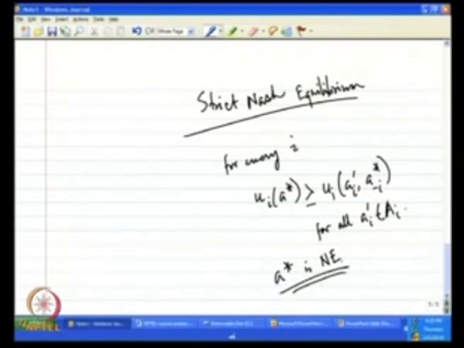a star, small a star, is a vector. It's like a1 star, a2 star, somewhere here there is ai star, the general term, and an star is the last term. Now, the idea is that if everyone plays the star actions, then individual i is getting this much, ui(a star). Now suppose everyone else goes on playing the star actions, that is the Nash equilibrium actions, and individual i deviates and plays some other action from his action set, capital Ai, the action set of player i. Then the definition of Nash equilibrium is that by playing any other action he cannot be better off.